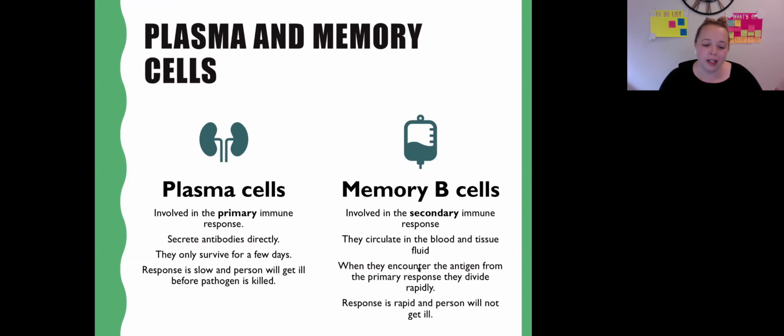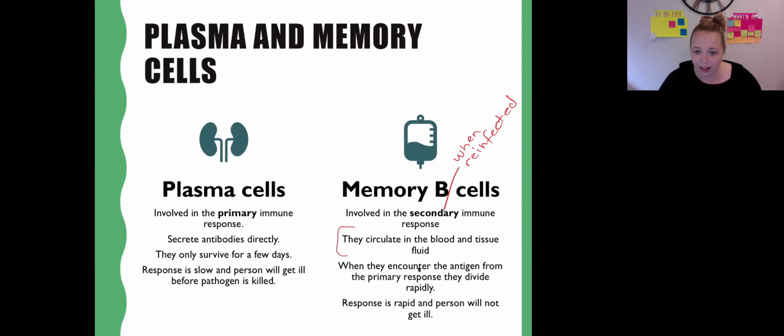Now, the response is quite slow, and usually you get sick before, like you feel symptoms before the pathogen is killed. Now, the memory B cells, they come back when you have a secondary exposure. So secondary immune response, this is when you are reinfected. So these are the things that we want. When we're talking about coronavirus, if you had the coronavirus, you would have developed memory B cells. So it means if you get re-exposed to the coronavirus, you should be able to get these guys into action.